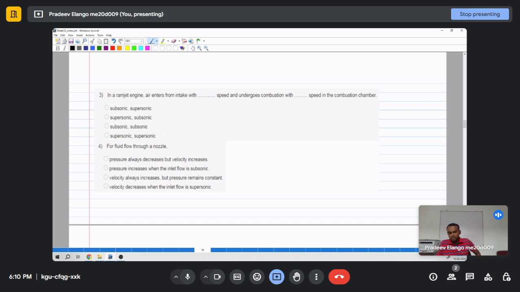In a ramjet engine, air enters from intake with subsonic speed and undergoes combustion with supersonic speed.